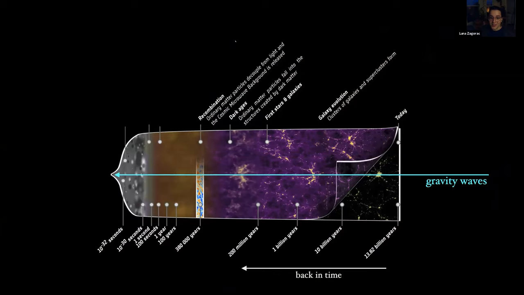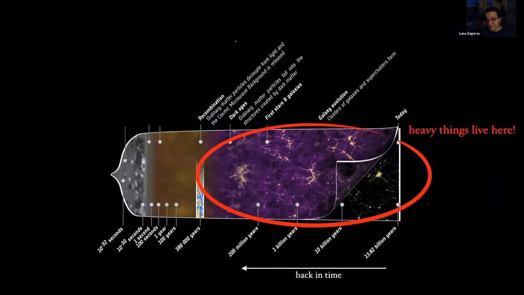The issue, of course, is that the really massive things that we need to produce these gravity waves live over here, which is the area that we can already sort of measure with light. It's really cool for measuring things much better and in two different ways, and it tells us all kinds of interesting stuff, but it doesn't really help us get to that early universe that I super want to see.